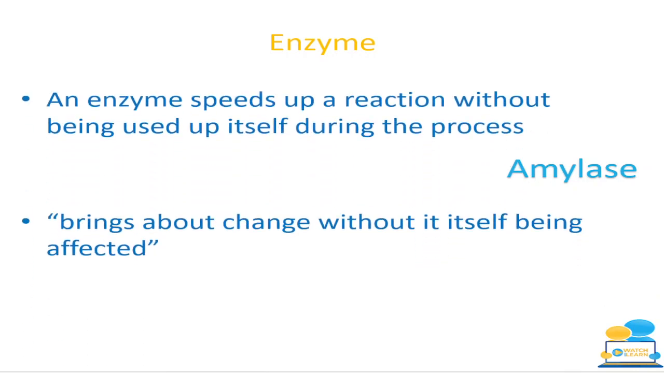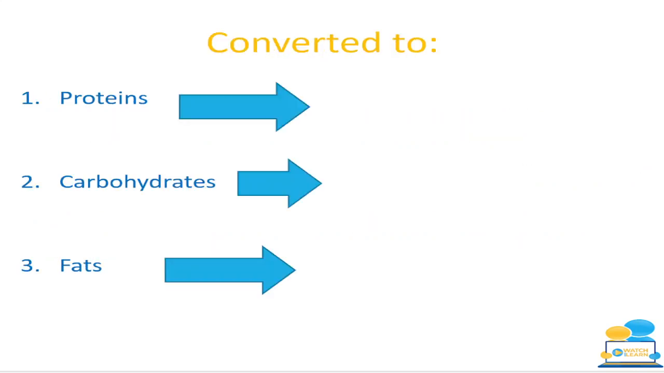So enzyme. An enzyme speeds up a reaction without itself being used up during the process. So it brings about change without itself being affected. There are many different types of enzymes. In our case, we're looking at salivary amylase. Some people call it amylase, some people call it amylase. It's the same as tomato versus tomato. As long as you can sort of spell it, you will get the marks for it.